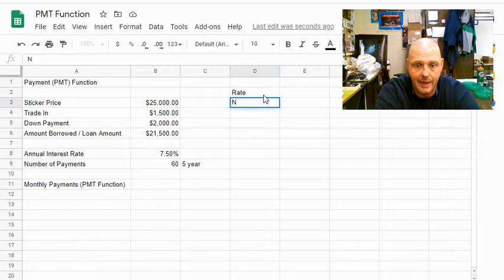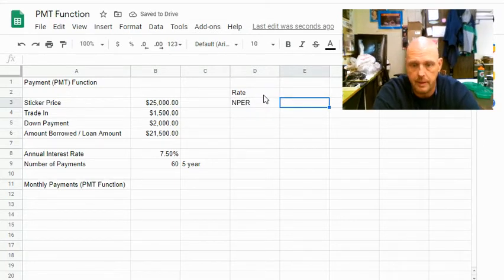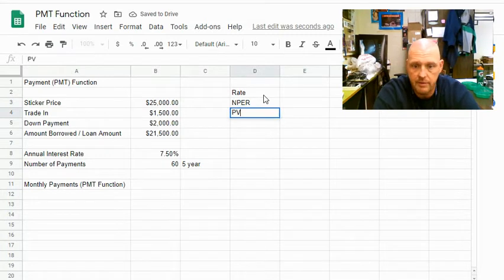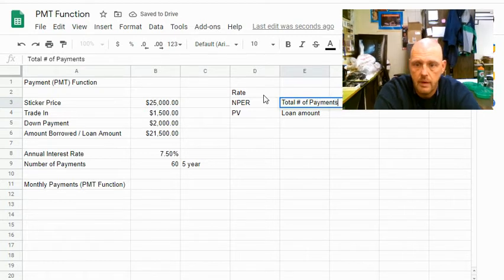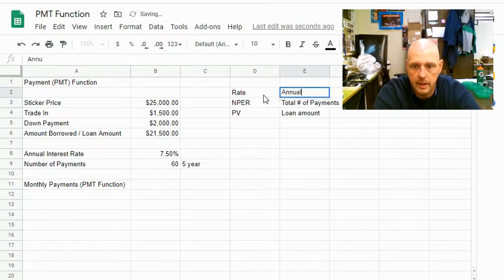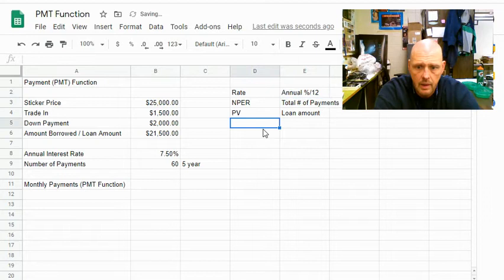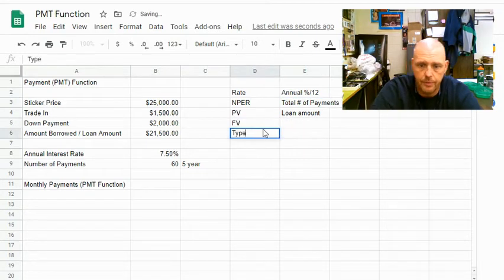Next would be the Nper. That would be the total number of payments I'm making. Next would be the present value, and that would be the loan amount. Total number of payments. Rate would be annual interest divided by 12. And again, each of these are separated by a comma. Last two bits of information, the future value and the type, are both going to be 0.